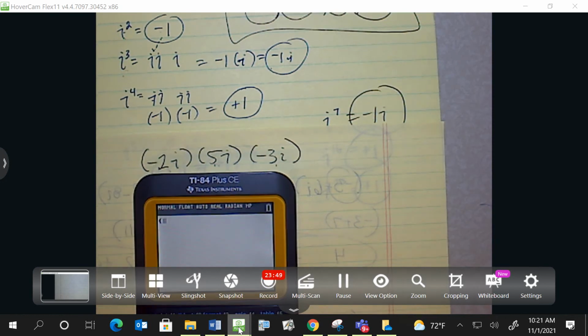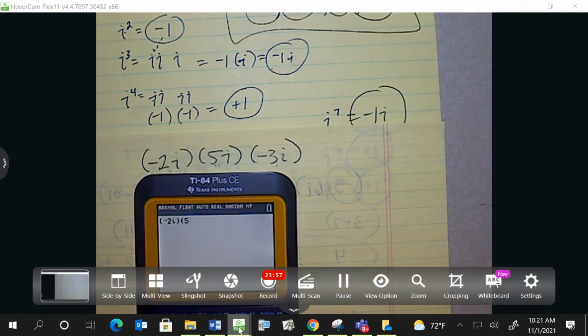Parentheses. Do it with me. Negative 2i. Next parenthesis. Positive 5i. Next parenthesis. Negative 3i. Done. What'd you say? I think it is 2, but I'm just showing people alternatives. Let's go back to this.